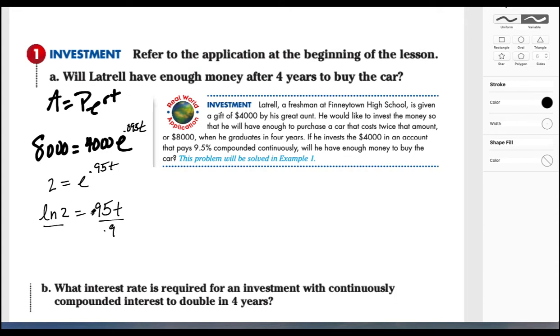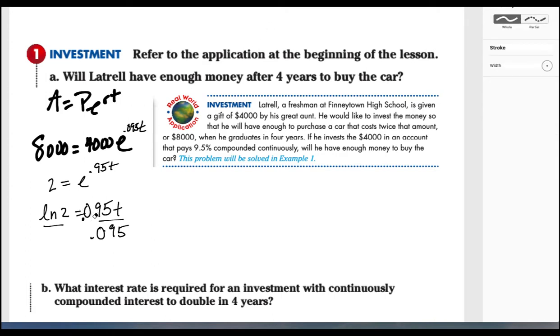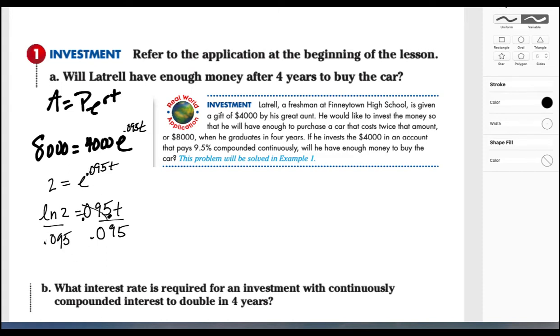I'm going to erase that so it looks better. All right, so we get rid of that, and 0.095, that's what we were dealing with here. Let me go ahead and make that work up here too. 0.095 there. All right, all is well. 0.095, and so we get t is equal to the natural log of 2 divided by this rate here.